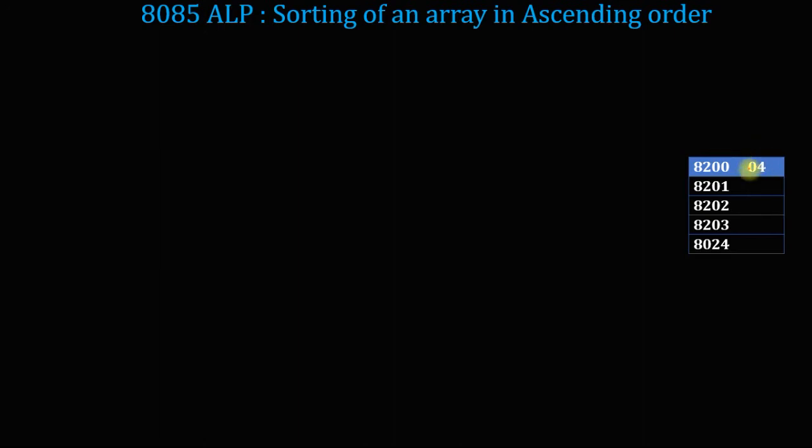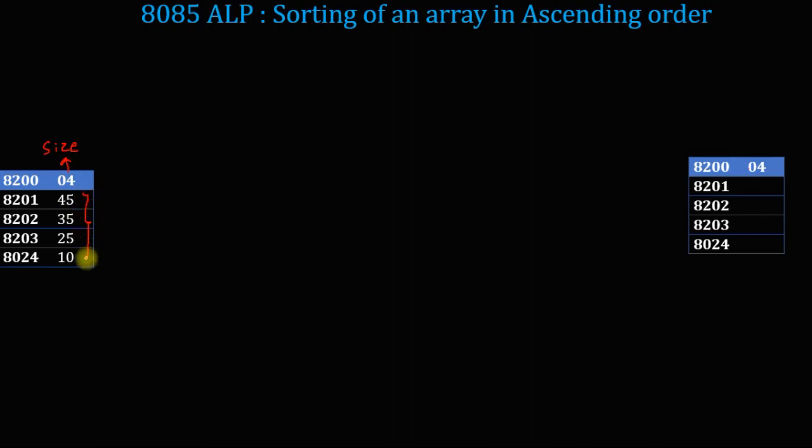The size of an array should be stored at one particular location, followed by the values of that array. Here you can see that 8200 has the size of that particular array. So 04 is the size of the array. These are all the parameters of the array: 4 values, 45, 35, 25 and 10. We need to sort these 4 numbers, and the sorted result should be stored in the same memory location. This is what we are going to implement now.